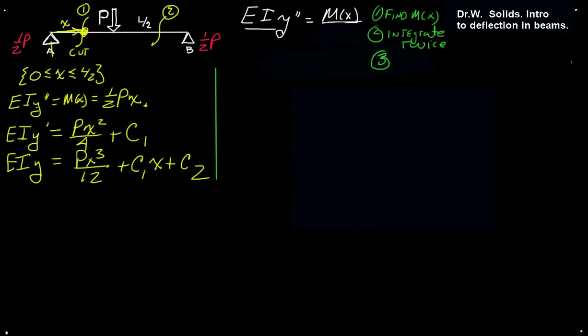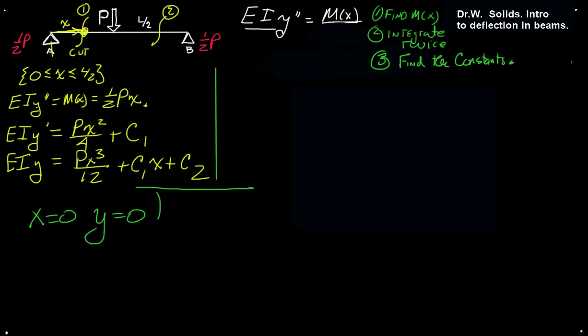So step 3 here is to find the integrating constants. We know here at x equal to 0, y was equal to 0. So we'll plug that in, and we have y is 0, x is 0, and we quickly can see that c2 is equal to 0.